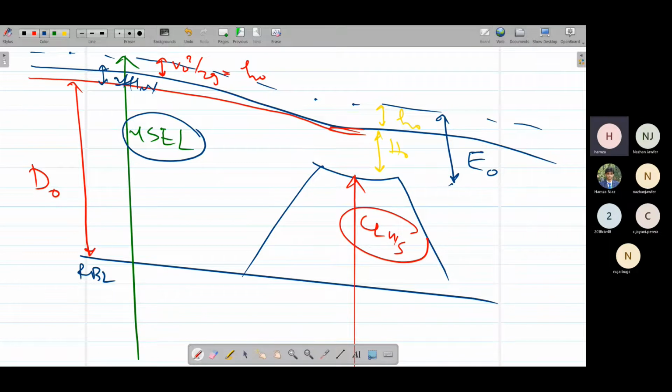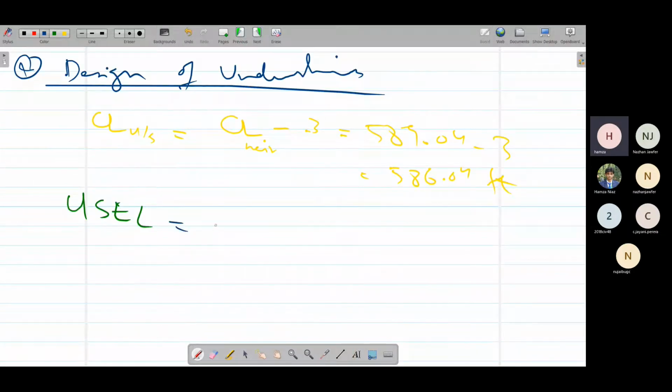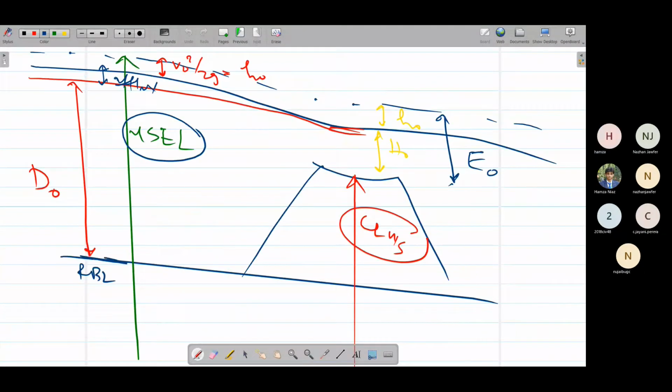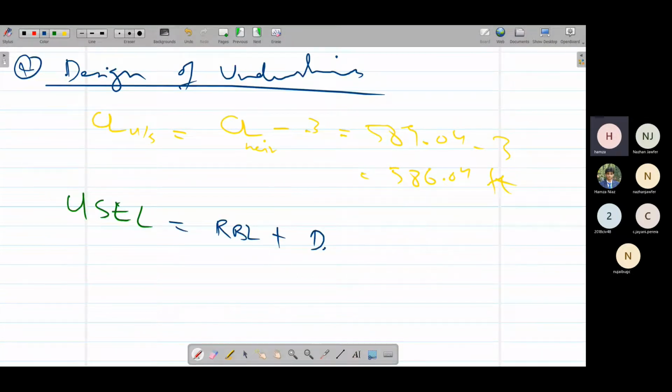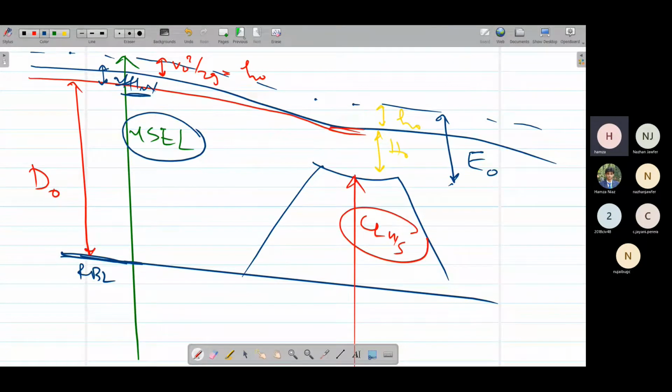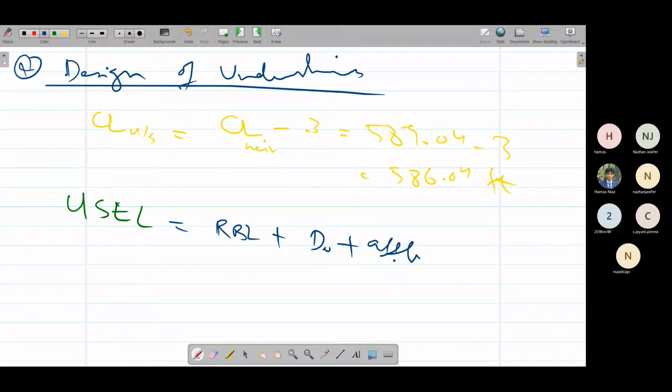So for upstream energy level, we can write this: from the river bed level, this bottom portion, we have to add this D naught value, the normal depth of flow, and this efflux value, and this velocity head at small h naught. Now we know this D naught value as 18 feet. This would remain the same because the normal depth would remain the same. This river bed level we also know is 582 feet.